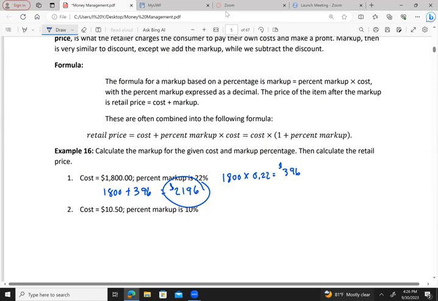Okay, we have a cost of $10.50 and a markup of 10%. So $10.50 times 0.10 is $1.05. Then we take our $10.50 and add the $1.05 to it, and we get $11.55 as our marked up price.